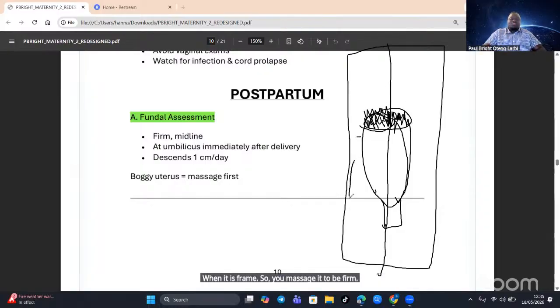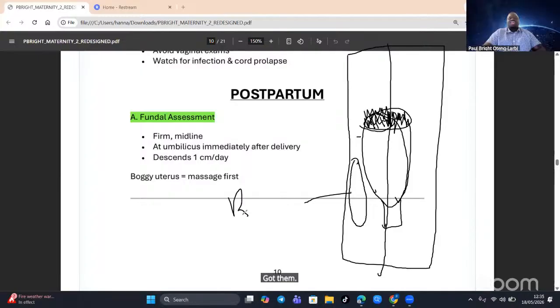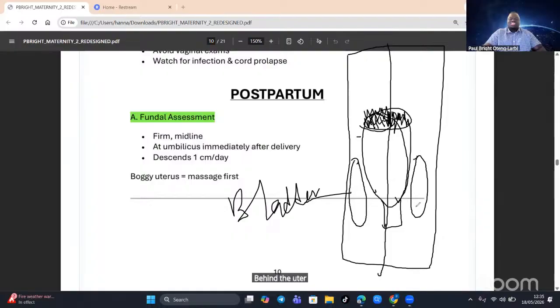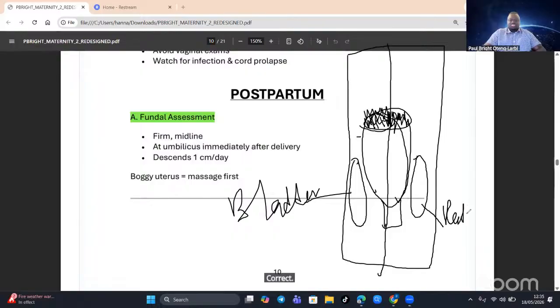In front of the uterus is which organ? The bladder. Yes, Mercy. The bladder. Behind the uterus is which organ? Rectum. Yes. Okay. Now let's go and see what these two guys can do to the uterus.